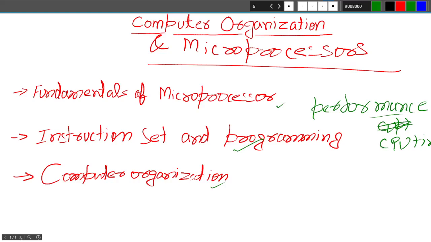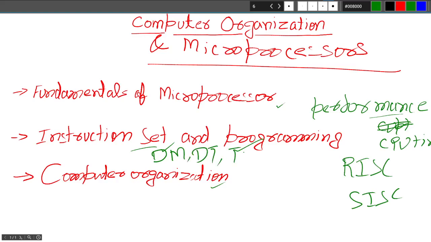You will also learn about how different kinds of computers or architectures can be. You will see the RISC and CISC architecture. Along with that, you will also learn about the instruction set, how the instructions are represented. Maybe you will see data manipulation instructions, data transfer instructions, as well as transfer of control instructions. Different kinds of instructions are possible.